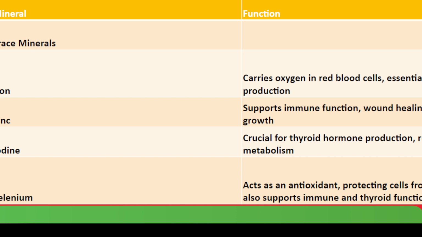Then we have zinc here. This zinc supports immune function, very important. It's important in wound healing and cell growth. Also, when we have zinc that can be used to prevent things like diarrhea. You realize there are even zinc syrup like zinc sulfate, which are very important to control diarrhea in young children or babies. Then selenium, this one acts as an antioxidant, is protecting cells from damage, also supports immune function and thyroid function. So there are wide ranges of functions of these minerals and vitamins.